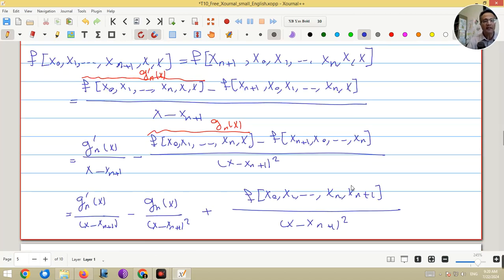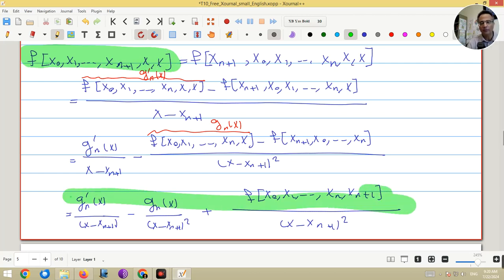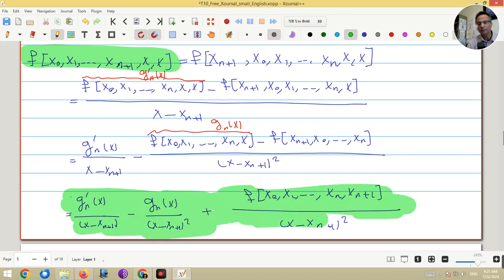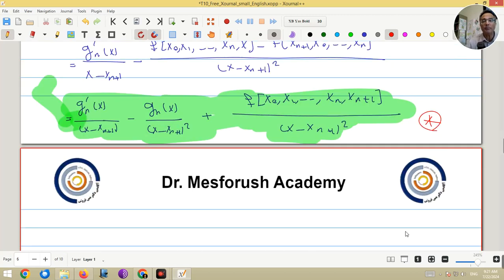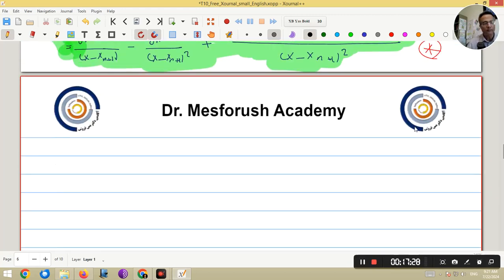So in fact I proved that this is equal to this. Let me keep it here and call it star. Now it remains to compute g'n+1. First I have to compute gn+1(x).